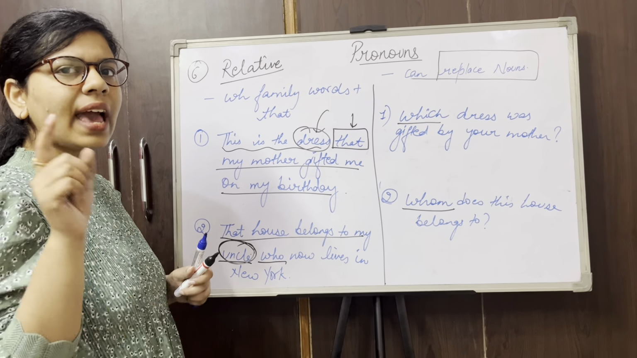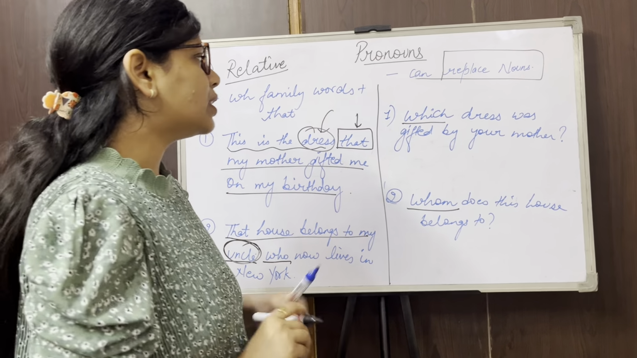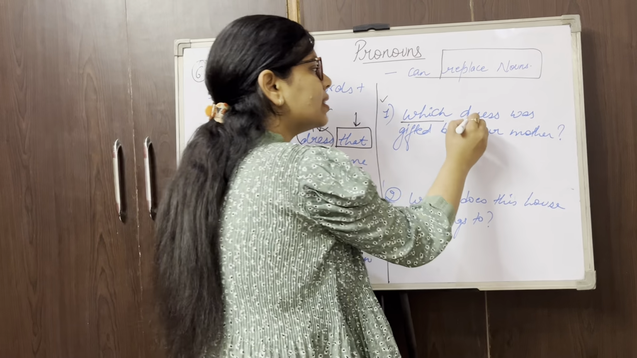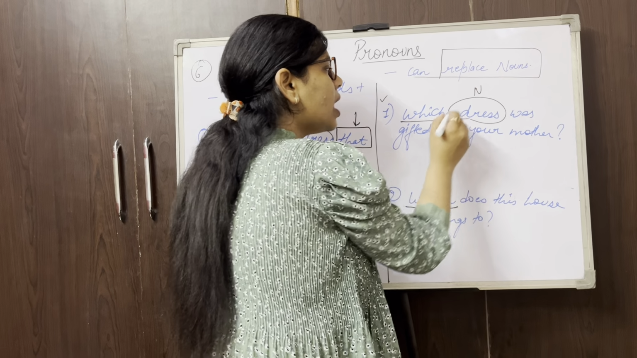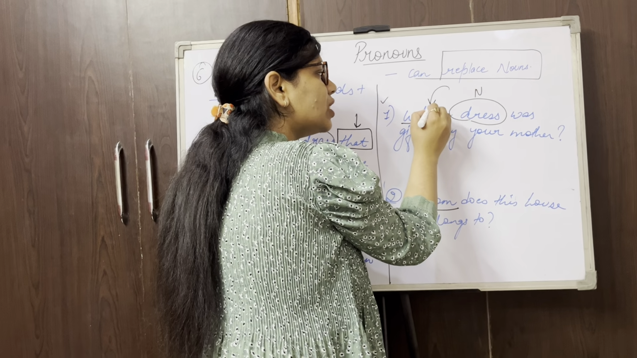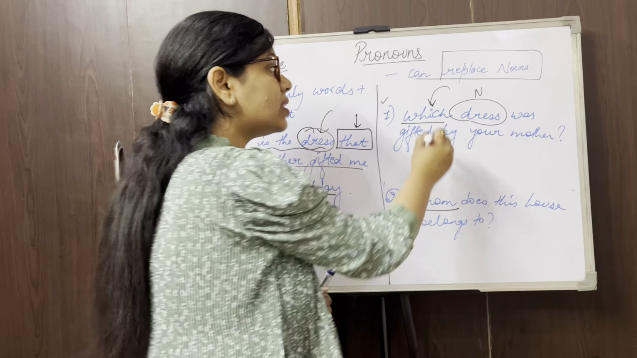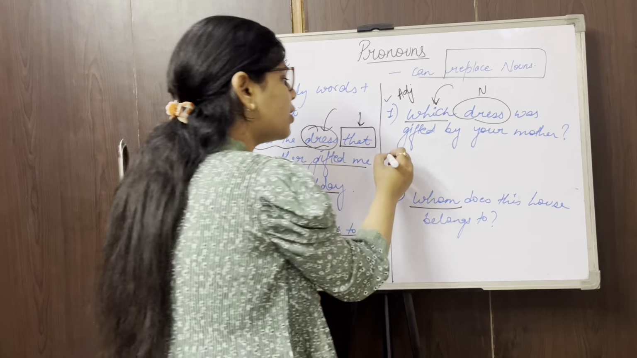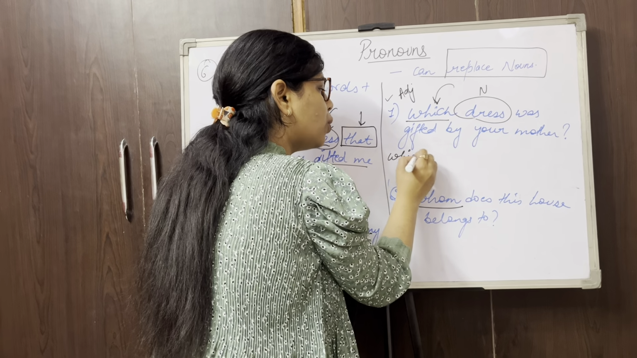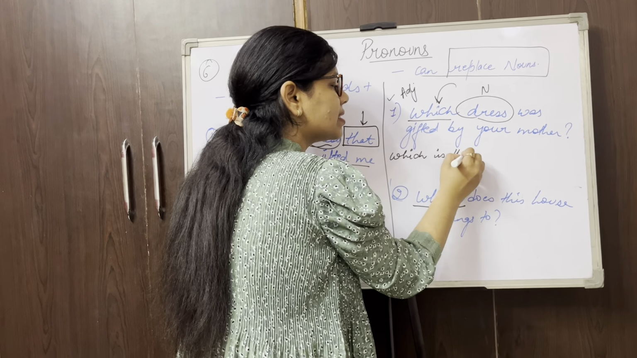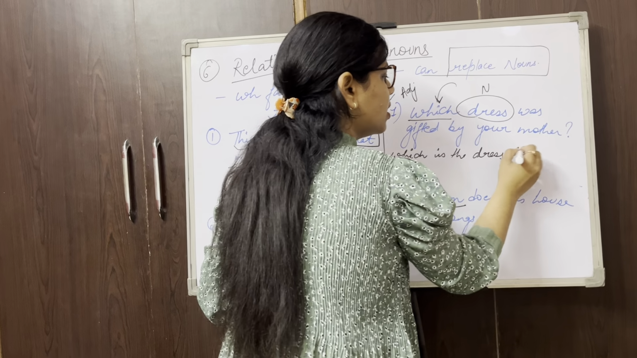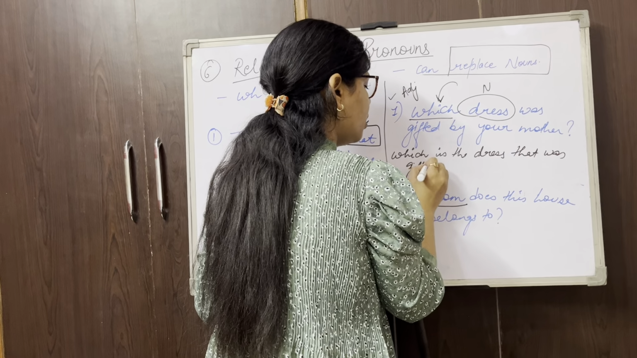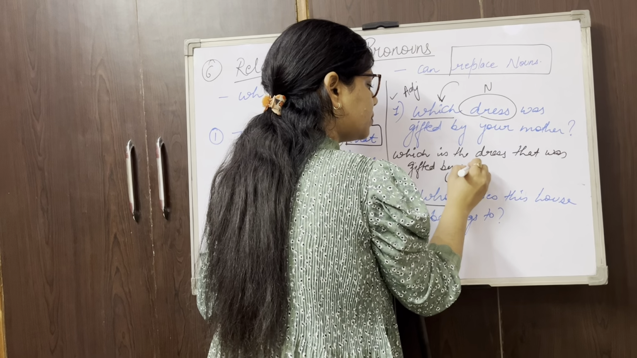Now one more thing, can you identify a fault in the first sentence? Anyone? The fault is that dress is the noun and which is coming exactly just before the noun. So it is not a pronoun, in fact it is an adjective. The right sentence with pronoun would be, which is the dress that was gifted by your mother. Alright.